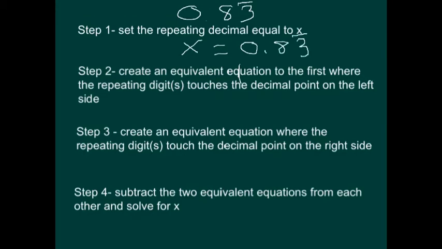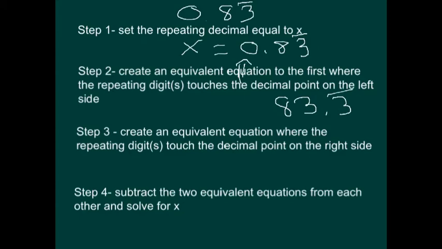Step 2 says to create an equivalent equation to the first where the repeating digits touch the decimal point on the left side. So right now what touches the decimal point on the left side is 0. We want the 3 to touch the decimal point on the left side because 3 is what repeats. So the number that would mean that the 3 touches the decimal point on the left side would be 83.3 repeating. Yeah, there's a 3 that touches on the right side as well, but that's always going to happen when your repeating digit ends up touching on the left side as well. So now we have to figure, in order to get from 0.83 repeating to 83.3 repeating, what did you multiply by?